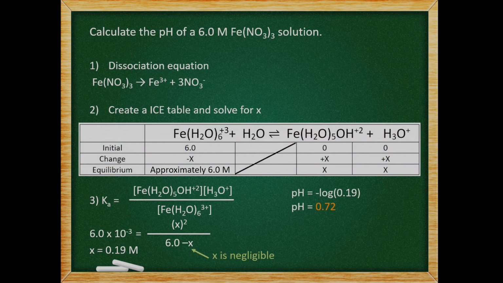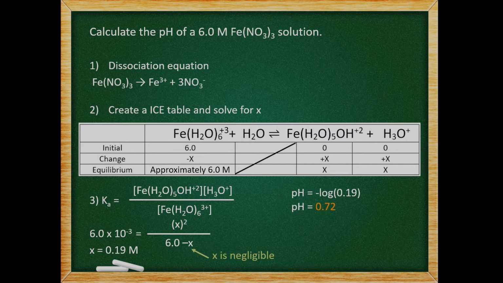Let's take a closer look at one of these problems. Here it is a 6 molar iron 3 nitrate solution. We start off by writing the dissociation equation, which allows us to see the ions formed when the salt is in solution. Nitrate is the anion of a strong monoprotic acid, so it will be a spectator. Iron 3, on the other hand, will form a hydrated ion.